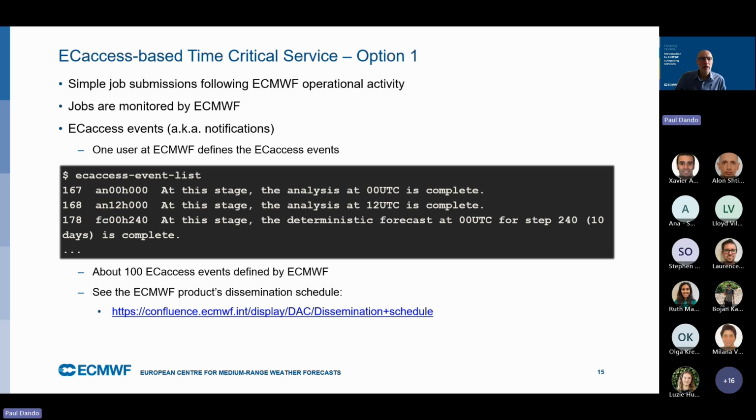Then you've got another one here for the 12 UTC analysis. And I think in total we've got a few more than 100 events defined by ECMWF for various stages of our forecast. For example, you will also have one for when step 36 of the ensemble forecast has completed. So they're quite fine-grained, and these events are triggered according to our dissemination schedule.